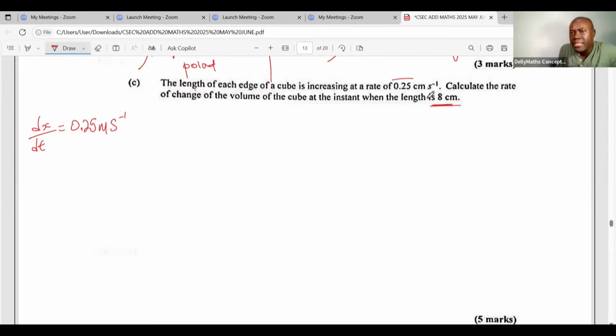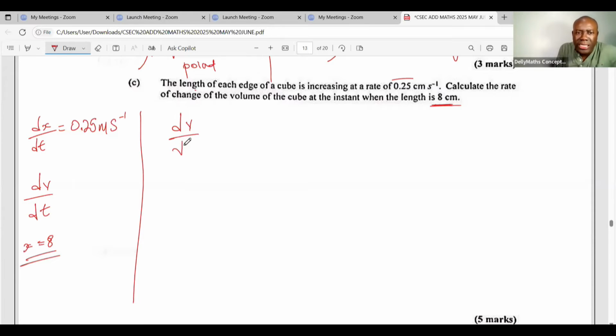So we got that. What they want is what we want to know. They want us to tell the rate of change of the volume. In other words, our intention is to find dV/dt, right? So we want to find dV/dt. That's what we want to find. All right, so we have what we have. This is what we want to find. And we want to find it when x is equal to 8, right?